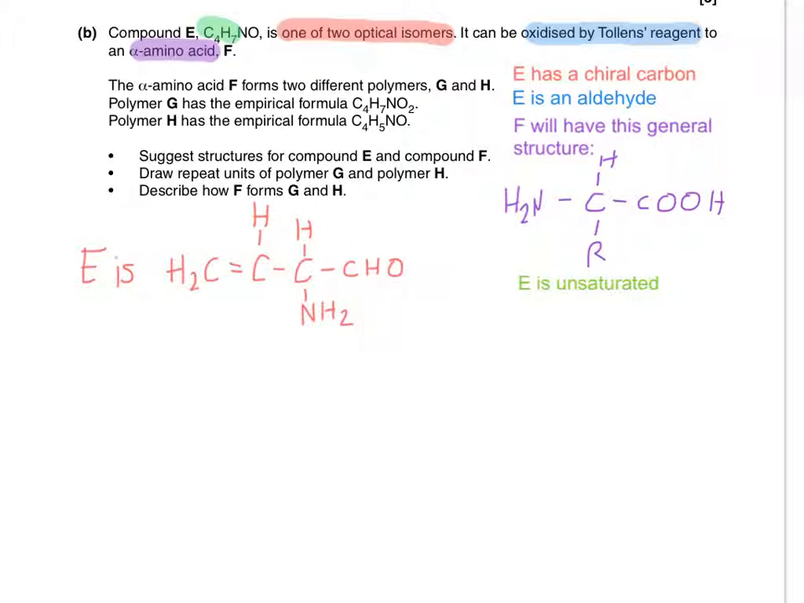So then it tells you that it's oxidized by Tollens' reagent to form an amino acid F. Now obviously an amino acid has to have an acid group and an amine group. We've already got the amine group in E. An aldehyde will oxidize under the influence of Tollens' reagent to a carboxylic acid. So it's quite easy now to deduce what F is going to be. So F is an oxidation product of E, and it also happens to be an alpha amino acid, because it follows the template that I've drawn in purple in the top right hand corner.